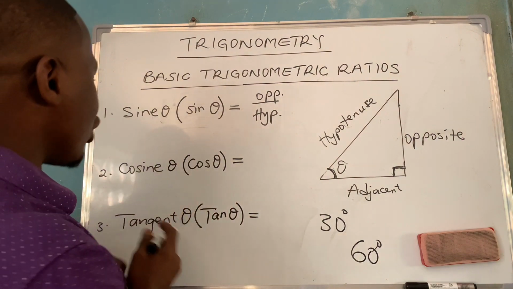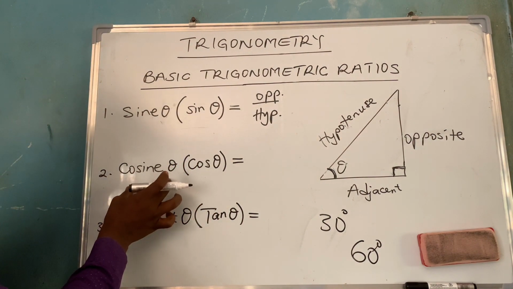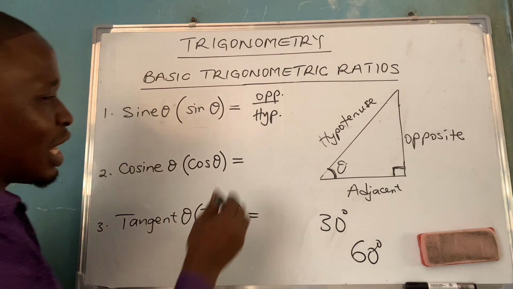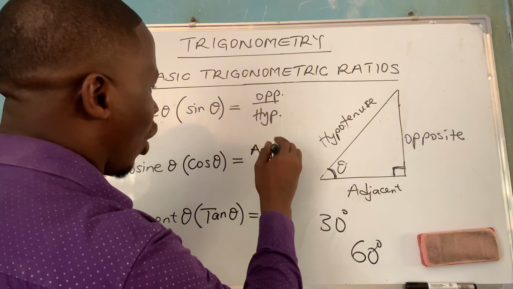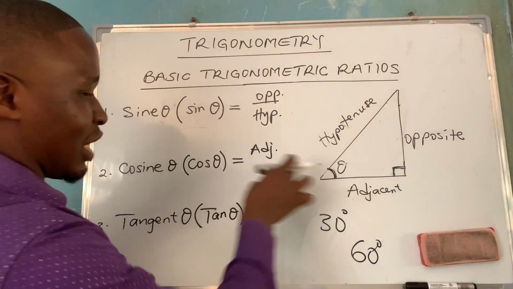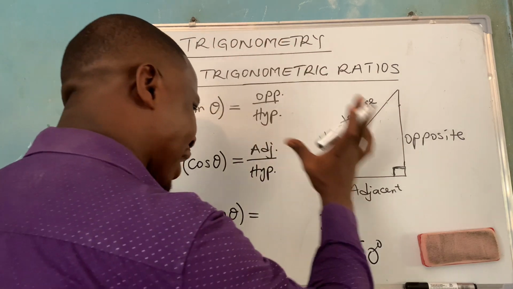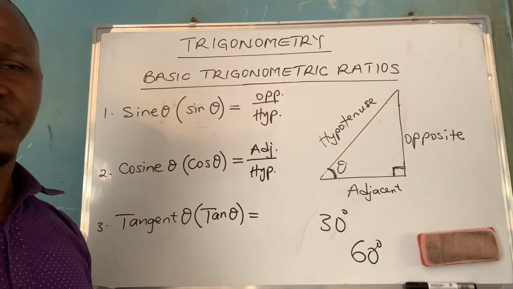So now we come to the cosine. Cosine of any angle, let's say alpha, is equal to the adjacent side of that right angle triangle with the given angle over the hypotenuse side of that particular right angle triangle.